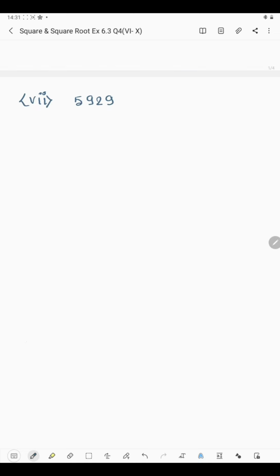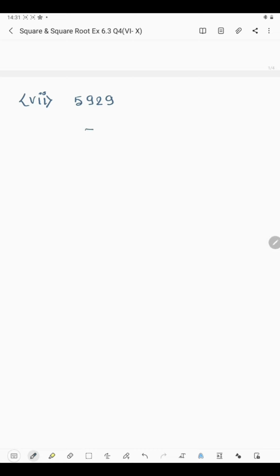Okay. Now in the 7th part we have 5929. So it is clearly seen that it cannot be divisible by 2. Now we'll check by 3. Here 9 plus 2 is 11, 11 plus 9 is 20, 20 plus 5 is 25, which cannot be divisible by 3. Now we will take 7 here.